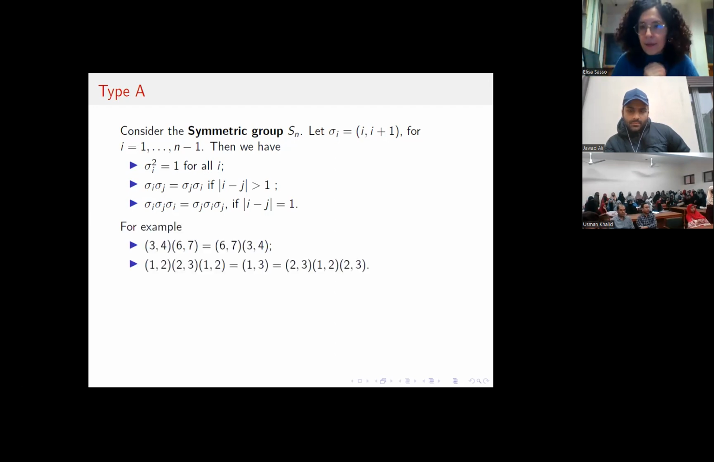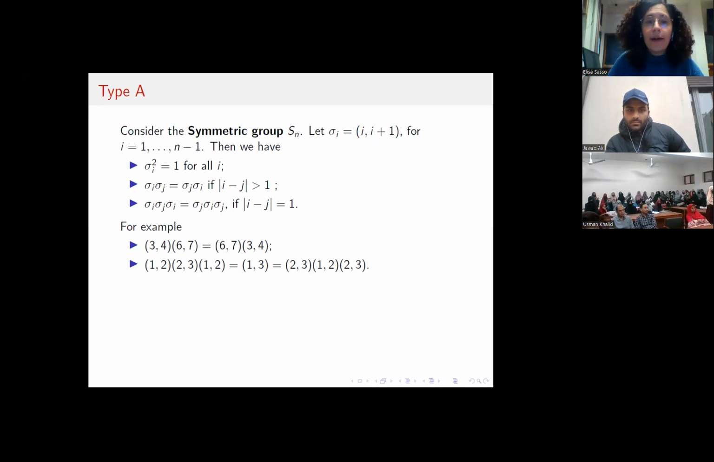Here I give you some examples. For example, the first one, we have the transpositions (3 4) and (6 7), and they commute because they don't have any number in common. On the other hand, (1 2)(2 3)(1 2) is equal to the product (2 3)(1 2)(2 3), and it is equal to (1 3). And that's because they have one number in common. So you can do all the computations, and it is easy to verify this.